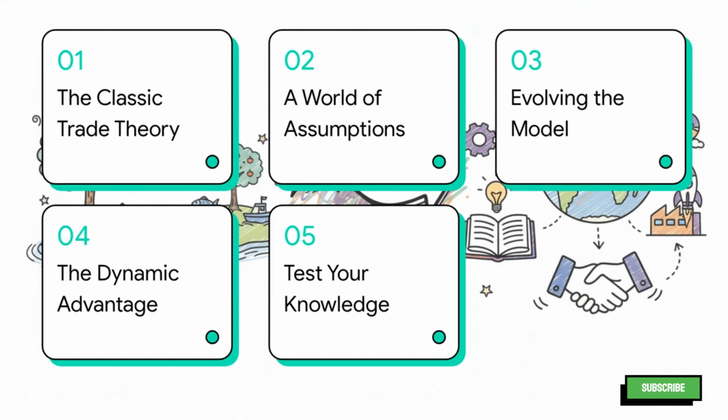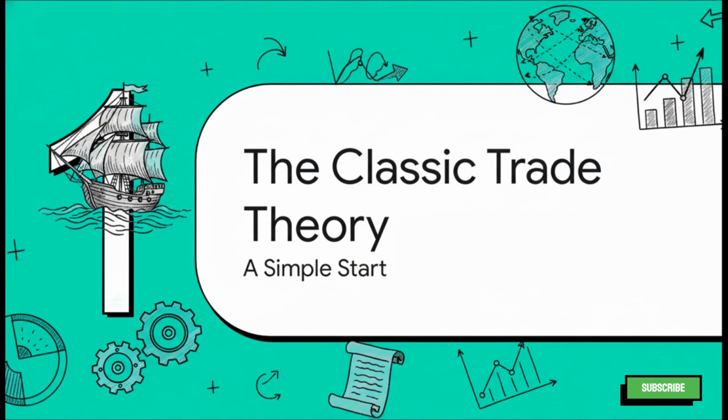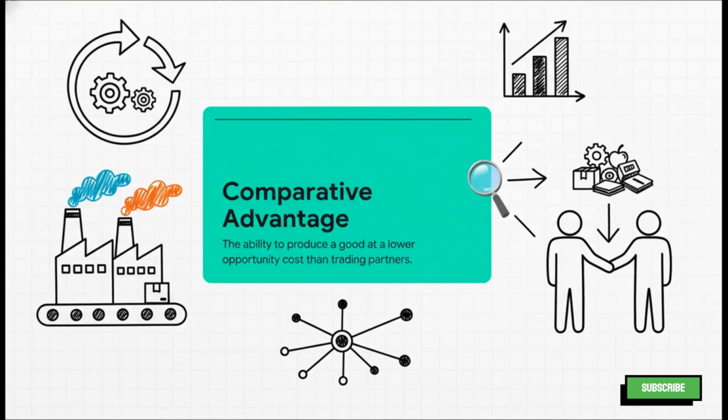Sound good? Let's go. Okay, let's hop in our time machine and go way back to 1817. We're meeting the brilliant economist David Ricardo. He was trying to explain the huge benefits of international trade in a way that was simple but also really powerful. And this was his big idea, comparative advantage.